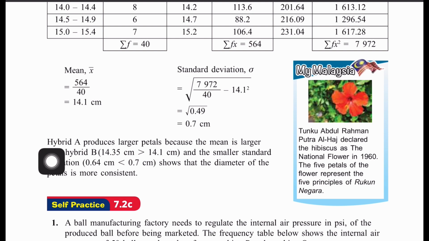Boleh tengok sini. Hybrid A produces larger petals because the mean is larger than hybrid B. Betul kan, mean dia lebih besar. Okay, dan tengok standard deviation pula. Smaller the standard deviation, hybrid A lebih kecil daripada hybrid B. So di sini kita boleh katakan diameter dia lebih konsisten. So kita pilih hybrid A. Faham? Okay.